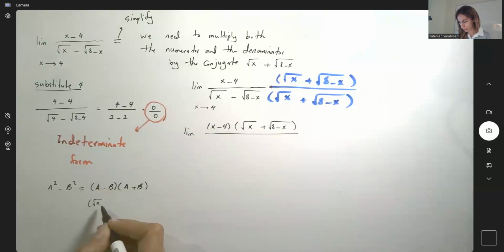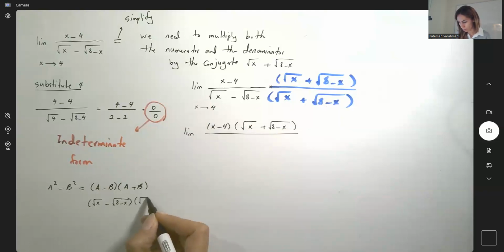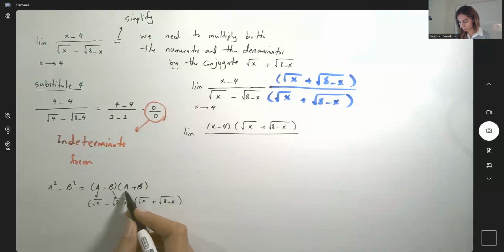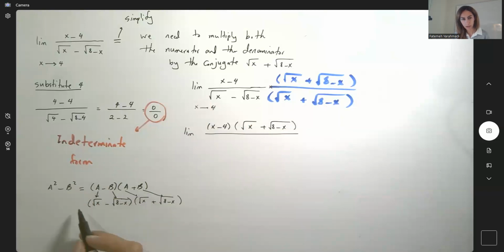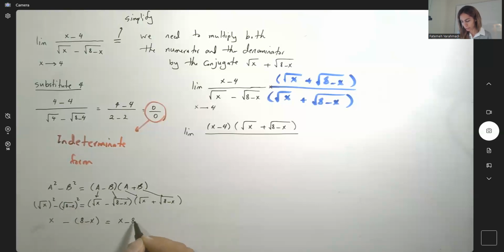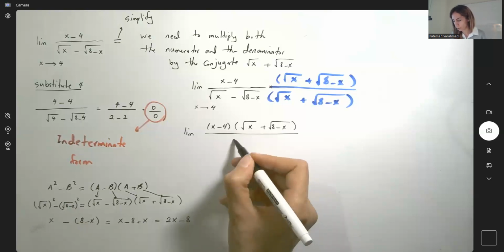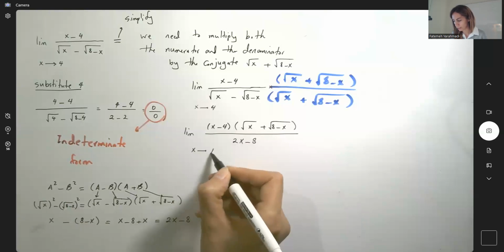Take a look. You have square root of x minus square root of 8 minus x multiplied by square root of x plus square root of 8 minus x. This is your a, this is your b, a and b with opposite signs. So it's going to be just a squared, which is square root of x to the second power, minus b squared, which is square root of 8 minus x to the second power. Basically, you have x minus 8 minus x, or x minus 8 plus x, or 2x minus 8. This goes on the denominator, as x goes to 4.